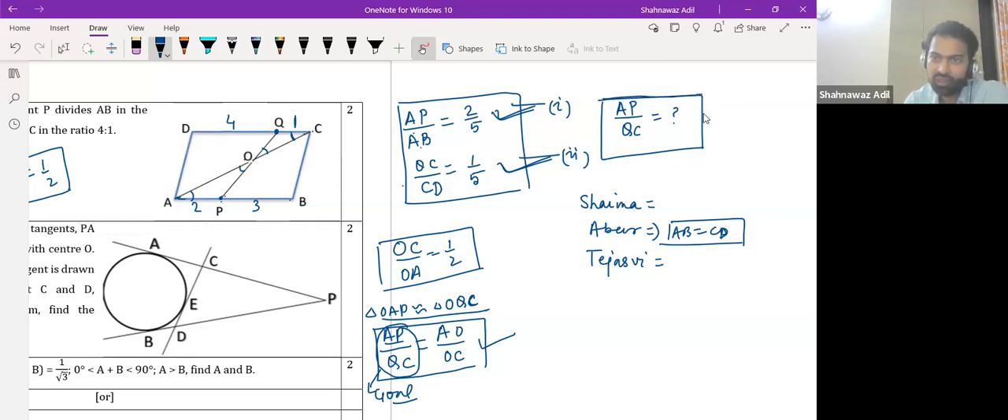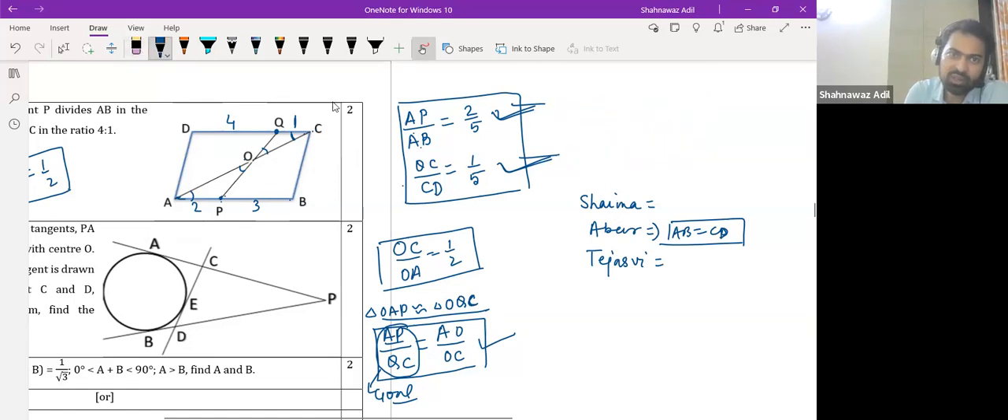Remember that this is the thing that we have to find out. So let us use Abir's idea that AB equal to CD. So I can write AP by AB, this is 2 by 5, and QC by AB, this is 1 by 5.